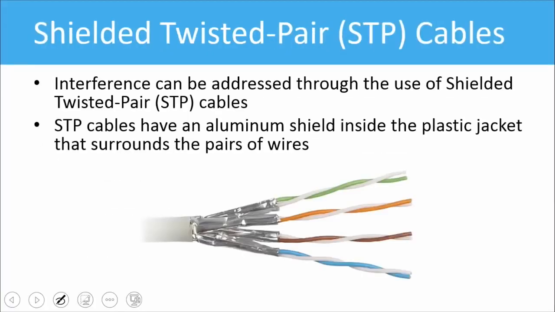So, all right, let's keep on moving. To combat crosstalk, we actually can shield the twisted pair cables. Not just crosstalk, but also just general interference can be addressed through the use of shielded twisted pair, or STP cables. All that we do is wrap each pair with an aluminum shield, and then we put all of our pairs back inside of a plastic jacket.